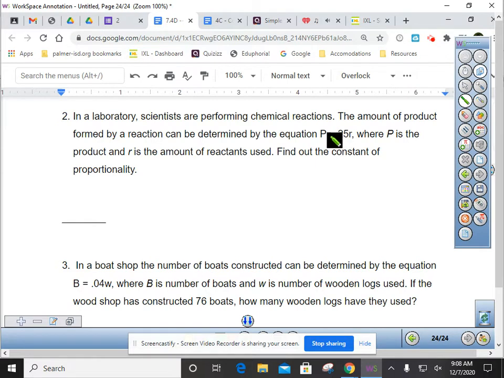I'm going to write, here's your equation, okay? I'm going to write the answer, and I want you to tell me if you can figure out how I did that. It's only looking for 1. The constant of proportionality is the number that you are multiplying by. In this equation right here, what are we multiplying by? 0.25. We're multiplying the amount of reactants times 0.25.